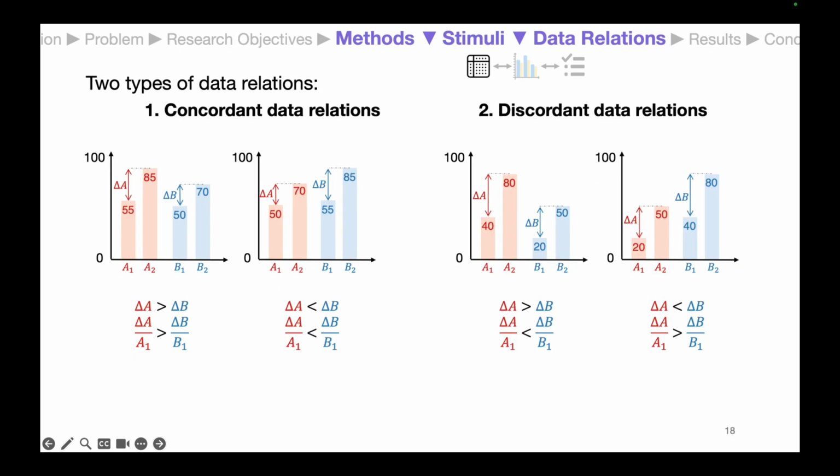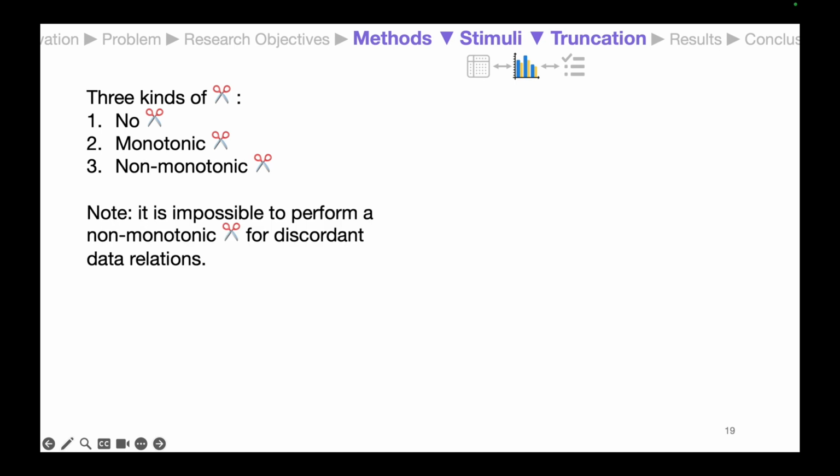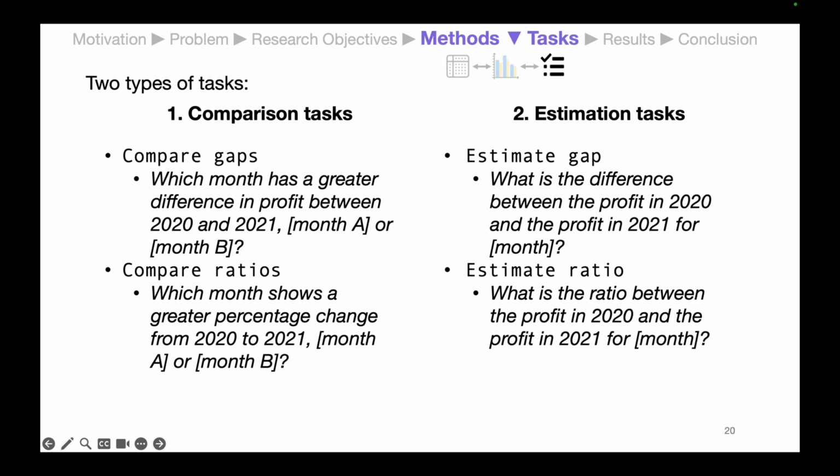We also consider 2 types of data relations, specifically concordant data relations and discordant data relations. Concordant data relations are those where the direction of the inequality sign is the same. Discordant data relations are those where the direction of the inequality sign is in reverse. We also consider 3 kinds of truncations: no truncation, monotonic truncation, and non-monotonic truncation. Note that it is mathematically impossible to perform a non-monotonic truncation for discordant data relations, and the exact amount of truncation is uniformly sampled from the interval of monotonic truncation and non-monotonic truncation respectively. We also consider 2 types of tasks: comparison tasks and estimation tasks.